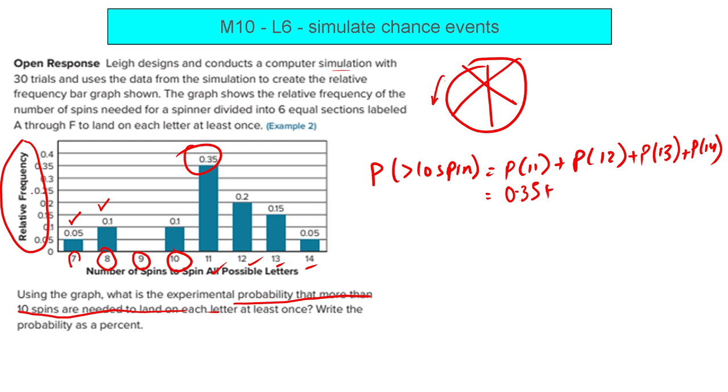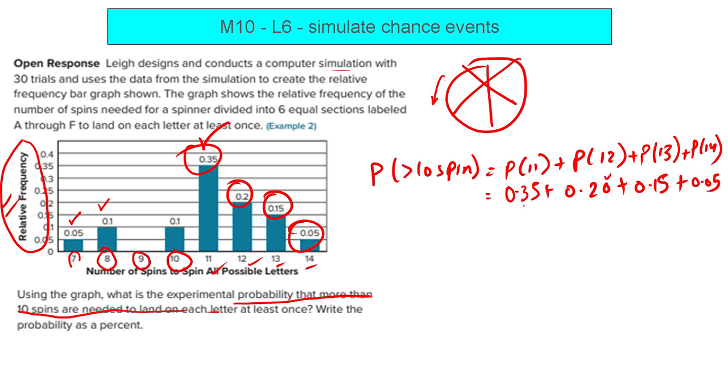No need to solve because these numbers are the probabilities only. See relative frequency. Plus for the 12 spin, 0.2, or I can write 0.20, plus 0.15, plus 0.05. Why did I put a 0 here?